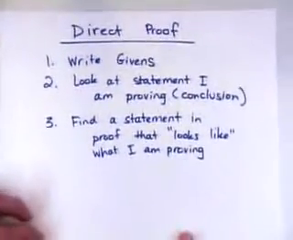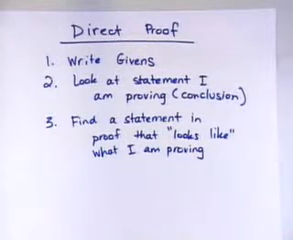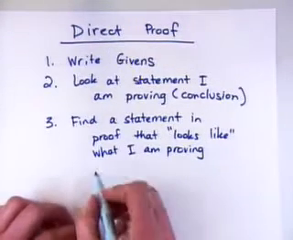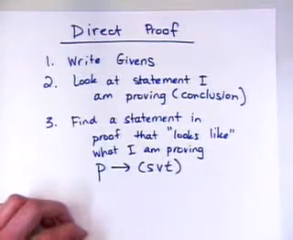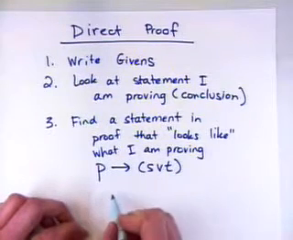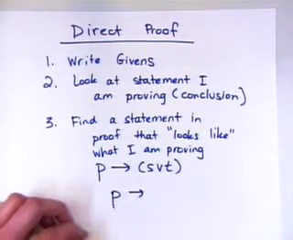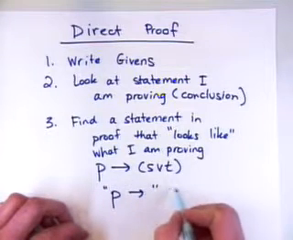So I'm finding a statement that looks like what I'm proving. So for example, if I was proving P implies S or T, then I would probably look for a line in my proof that had P implies something or other. So I would look for this.